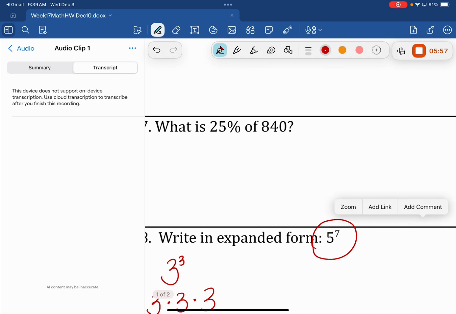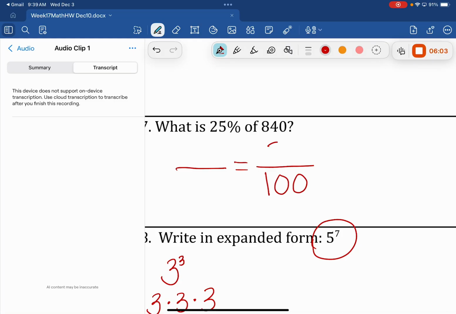Okay, what is 25% of 840? Put my 100 right here. My percent always goes over the 100. Of is my total. My total goes below. And is my part, and that one is missing.